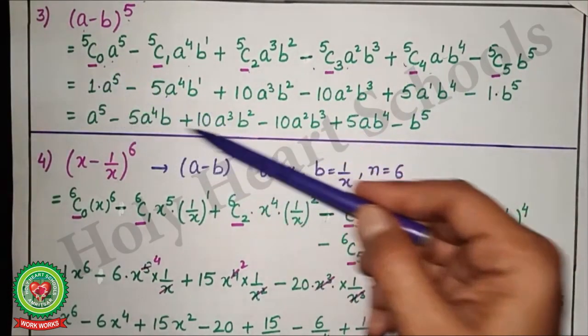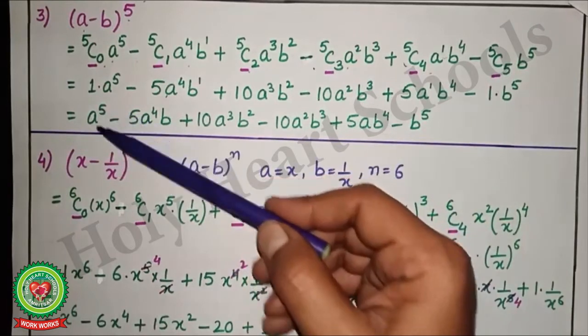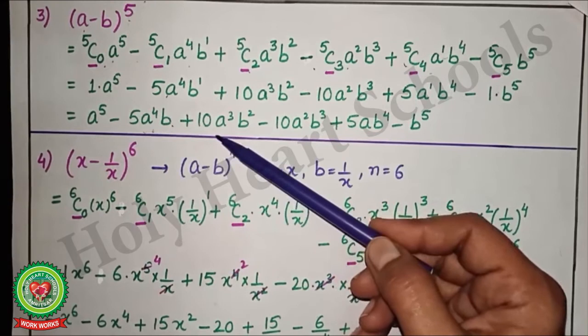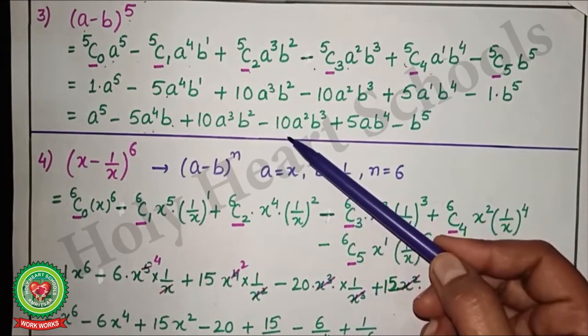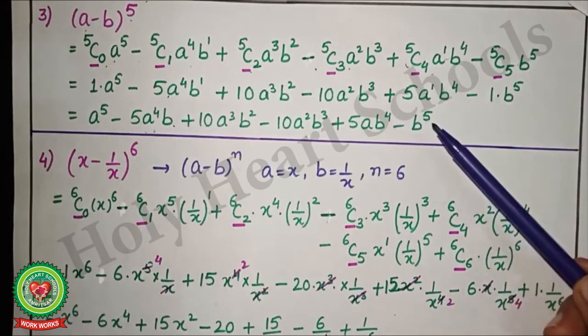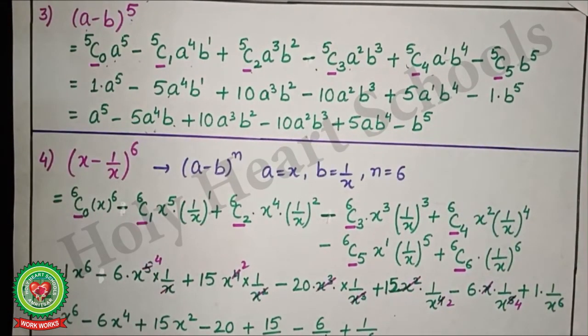So on simplifying, we will get the result, that is a raised to power 5 minus 5 a raised to power 4 into b plus 10 a cube b square minus 10 a square b cube plus 5 into a b raised to power 4 minus b raised to power 5.